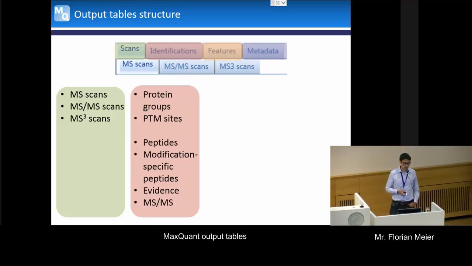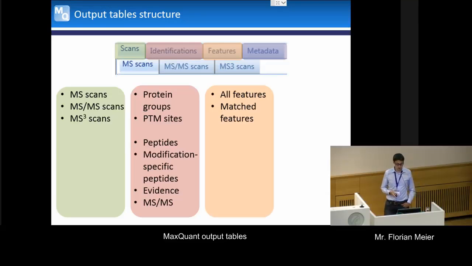It contains the protein groups table, it contains the PTM sites table, but it also goes down to the peptides level, where we have the peptides table, one table for modification-specific peptides, and one table that contains evidences, and I will come back to this later and explain what evidences are. And finally, we have the table that contains all the identified MS-MS scans.